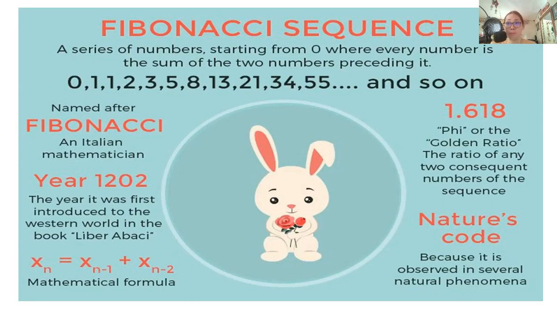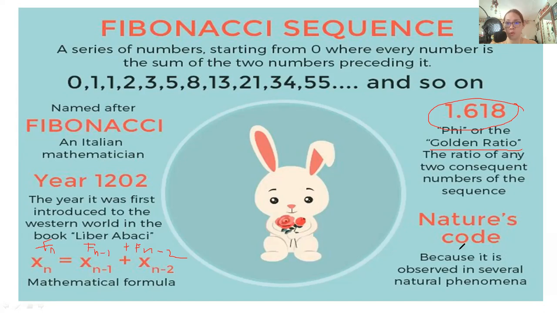So the mathematical formula for that, you can have it x sub n is equal to x sub n minus 1 plus x sub n minus 2. Or you can have it f sub n, you can replace x with f: F sub n minus 1 plus F sub n minus 2. Okay, so 1.618, this one is the equivalent value of phi, or the golden ratio. We will be talking about the golden ratio after this. It is the ratio of any two consecutive numbers of the Fibonacci sequence.